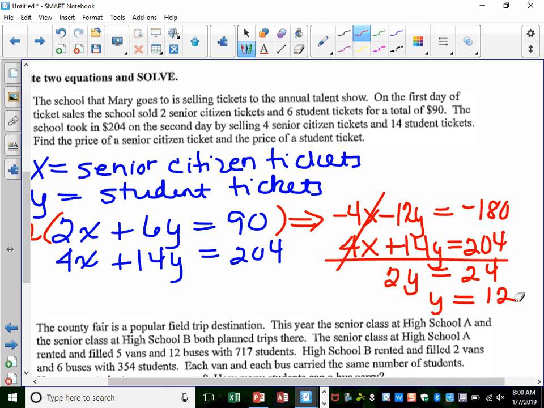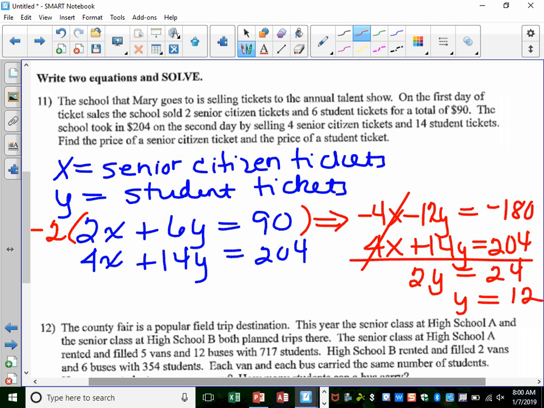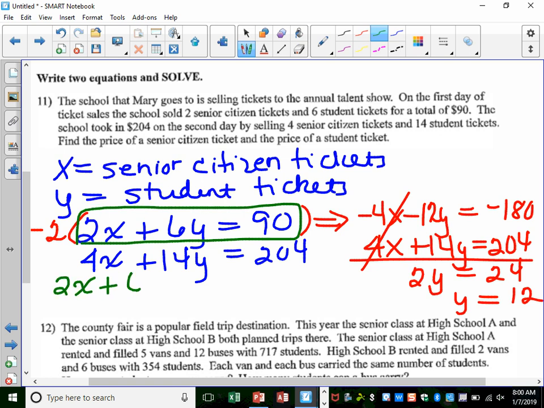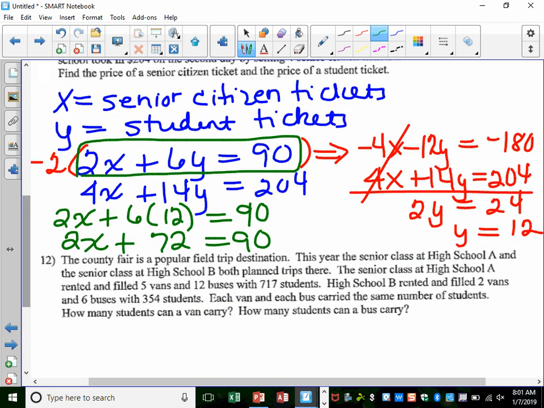I already know I got 12 student tickets. And now how do I get the senior citizens? So I can plug it back into either one. It doesn't matter. So let's just do the top one here. I'm going to go back to the original. I'm going to say 2x plus 6 times 12 equals to 90. 2x plus 72. Okay. And then 2x equals, what's 90 minus 72? 18. And divide by 2, so x equals to 9.